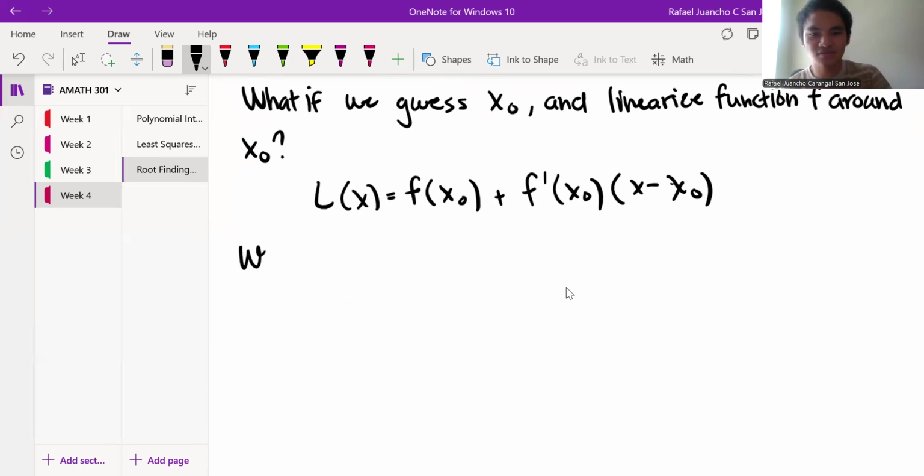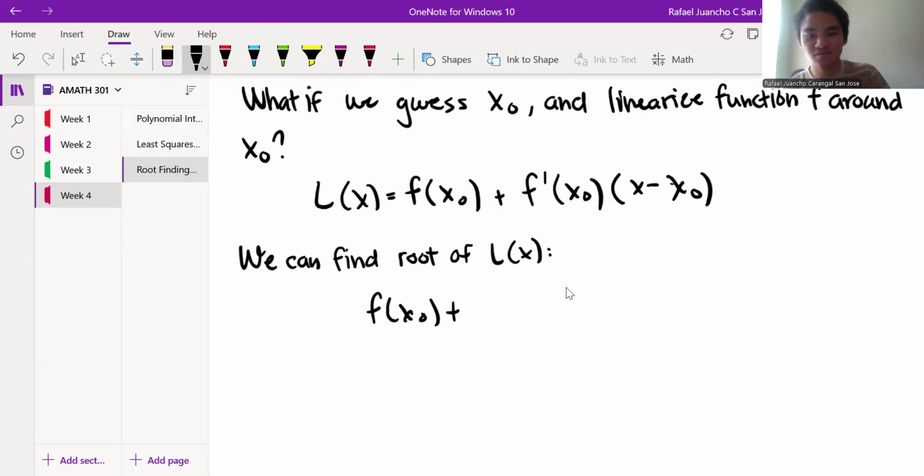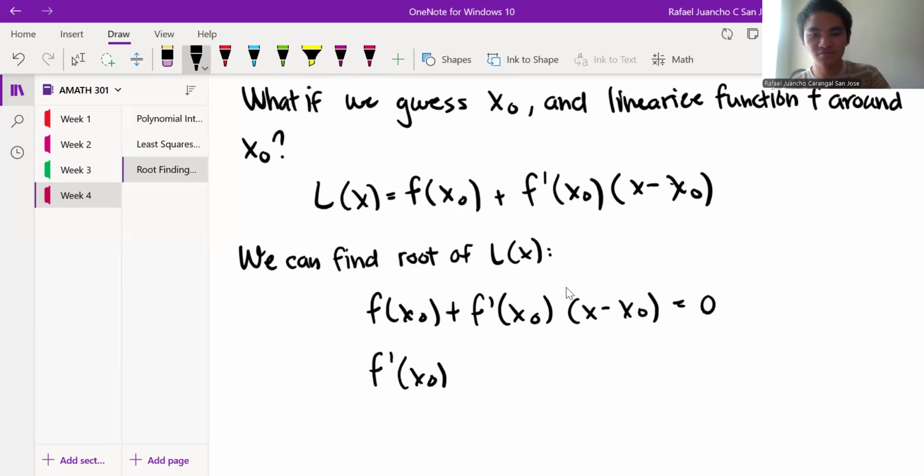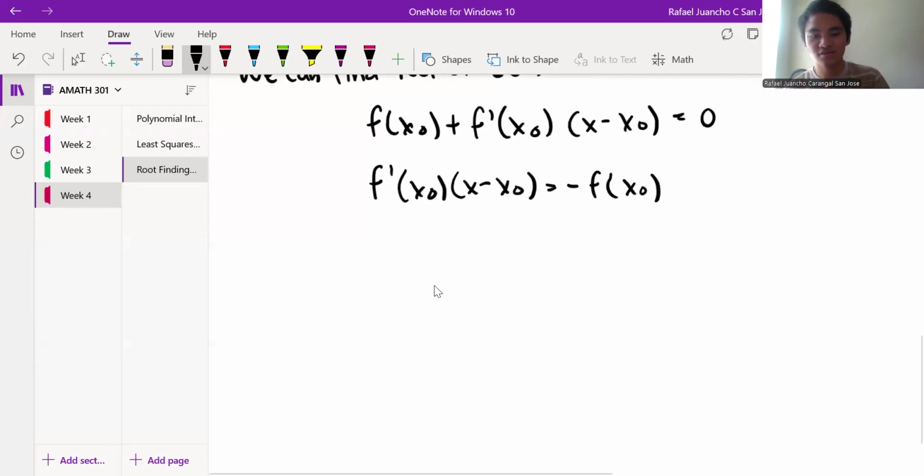So here we can find the root of my line function. And so what is this? Well, this is f of x naught plus f prime of x naught times x minus x naught is equal to 0, right? And then we can do some algebra. We get this, right? I subtracted my f of x naught from both sides.